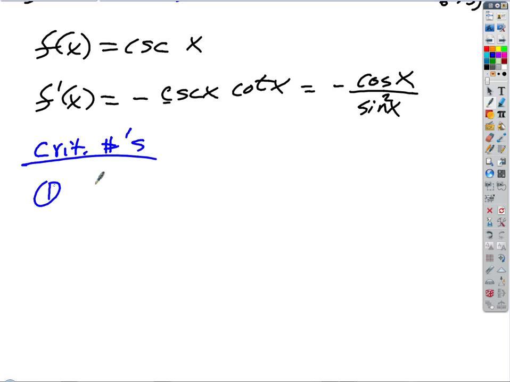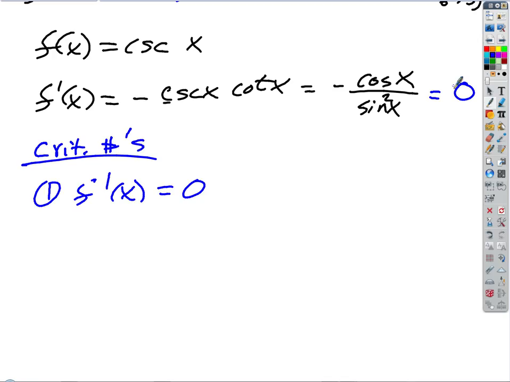Critical numbers, let's find out, first of all, where is our first derivative equal to 0? Okay, so if this is my first derivative, agreed? If I set this equal to 0, where is a fraction equal to 0? No, just in general, where is a fraction equal to 0? When the top is 0, okay?